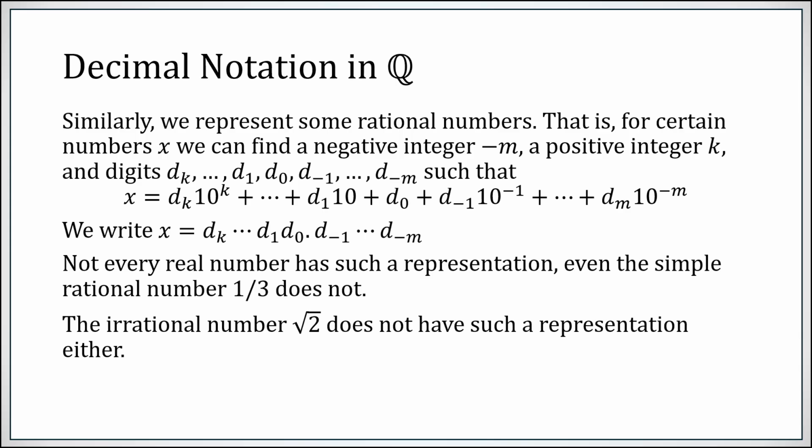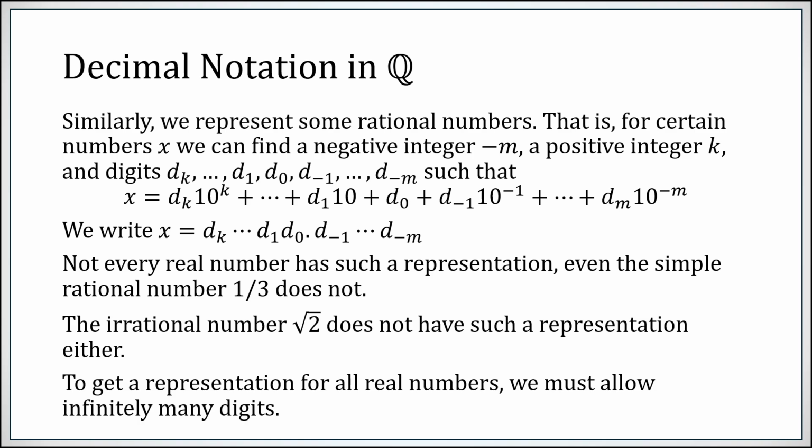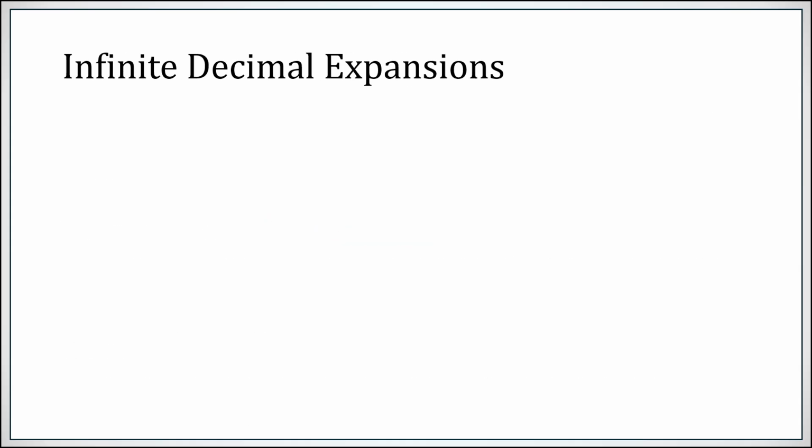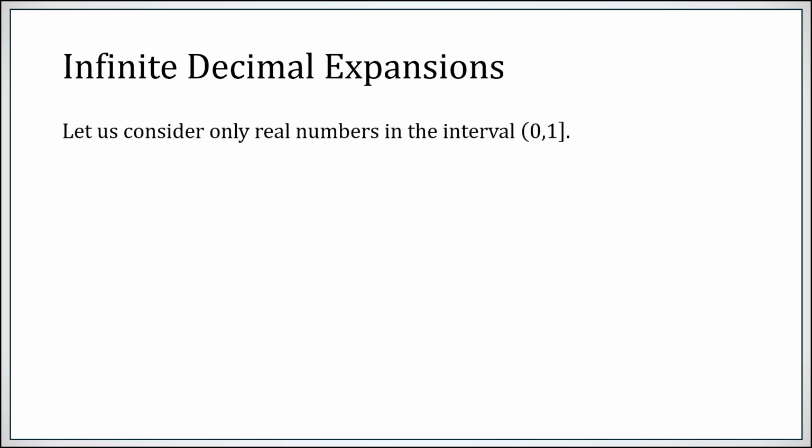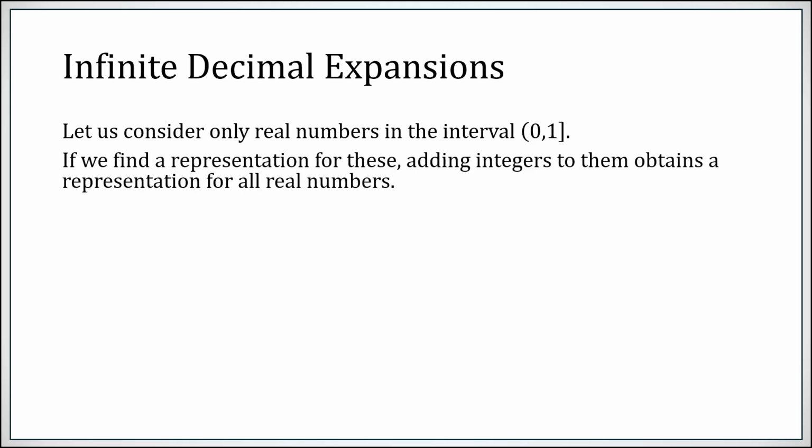The irrational number root 2 doesn't have a representation like this, neither does a simple fraction like 1 over 3. So to get a representation for all real numbers, we have to allow infinitely many digits. We have to allow for this thing tailing off here to not stop. So let's talk about these infinite decimal expansions. First of all, we're only going to talk about numbers between 0 and 1, excluding 0, possibly including 1. If we can deal with these by adding a positive integer, we can account for every other real number.